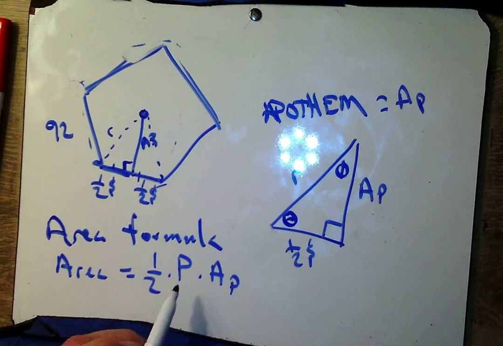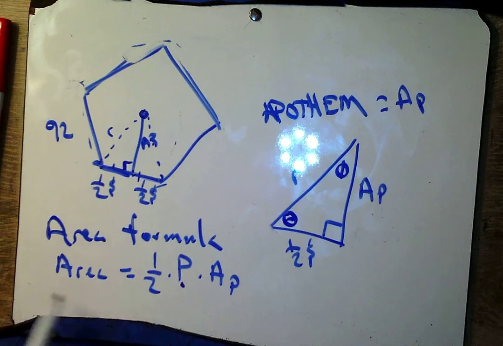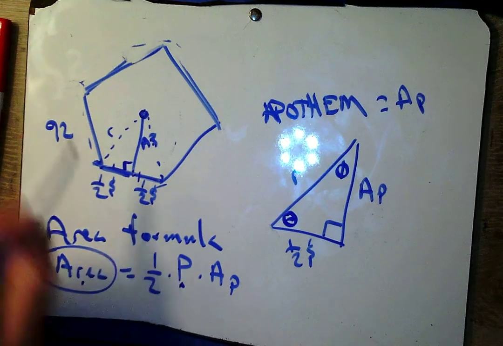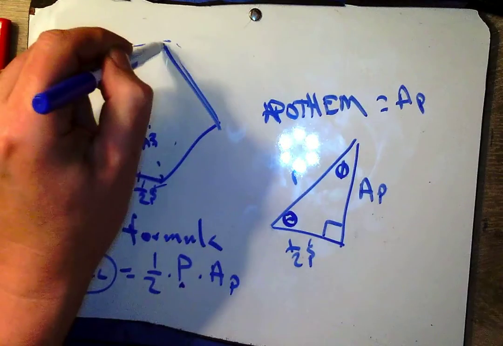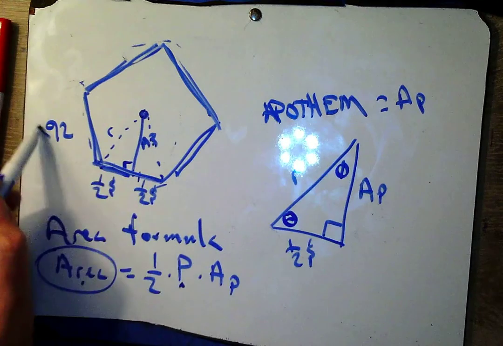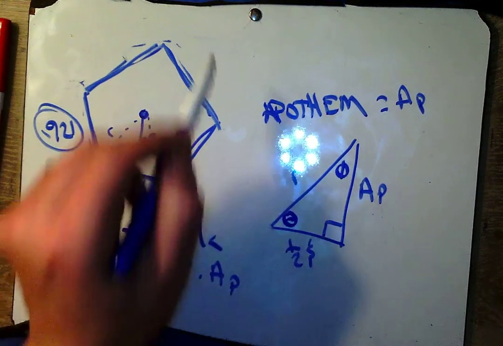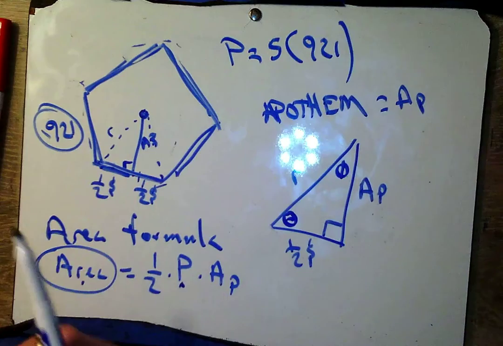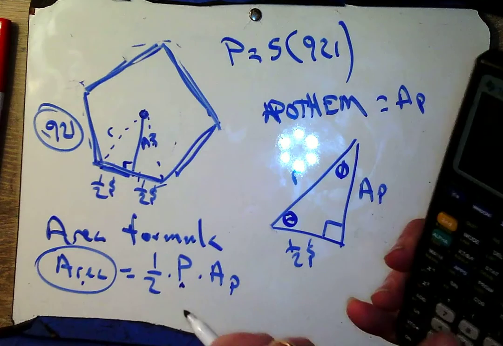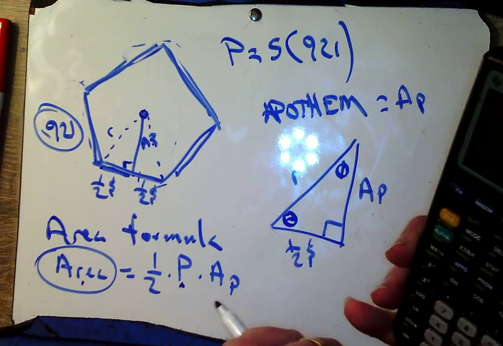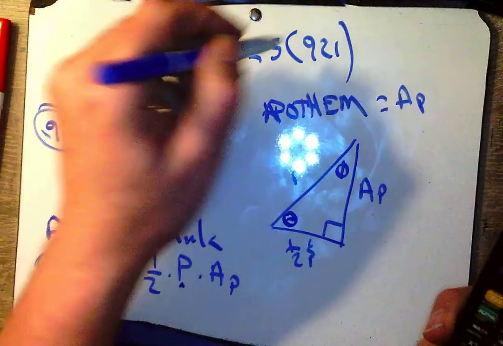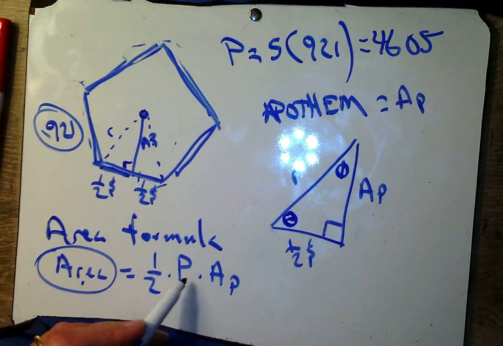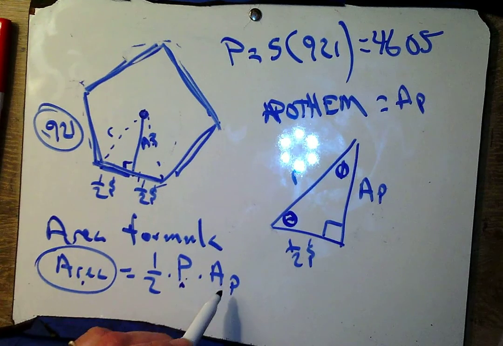So how do I find these things? Well, perimeter, because this is the thing I'm looking for, right? So I must know how to find these things. Perimeter: a pentagon has 5 sides, and each of those sides is 921 feet. So perimeter is 5 times 921, and we end up with 4605. Okay, so I've got the perimeter. I just need the apothem now.